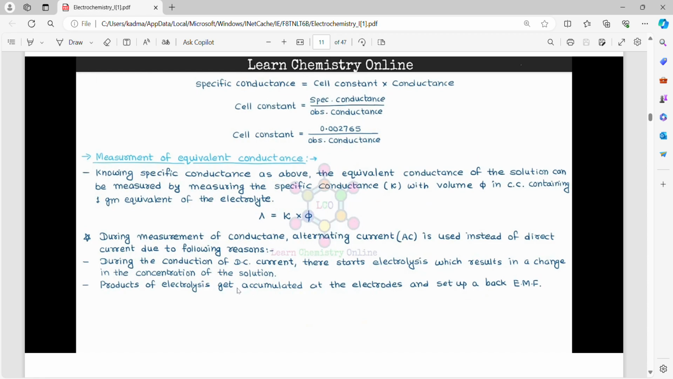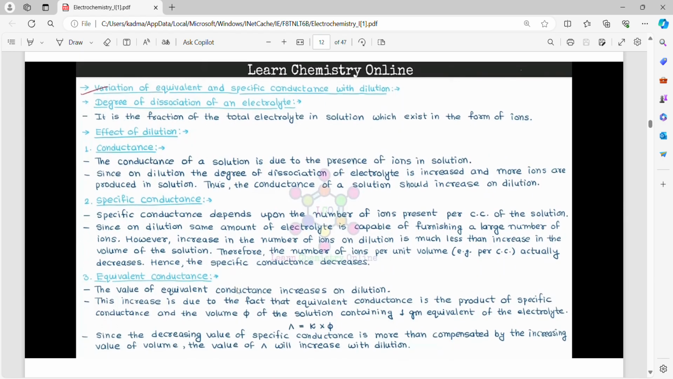During measurement of conductance, alternating current is used instead of direct current for the following reason. During the conduction of DC current, electrolysis starts, which results in a change in the concentration of the solution. Products of electrolysis get accumulated at the electrodes and set up a back EMF.